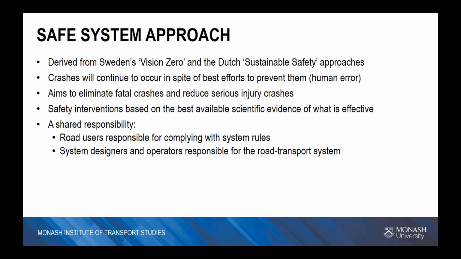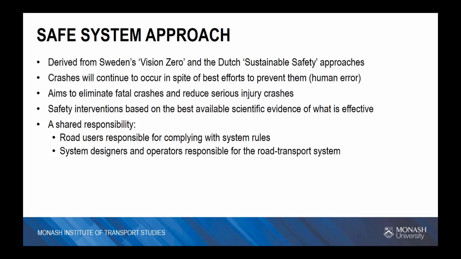And the approach recognises that people will make mistakes when operating within the road environment, and that although those mistakes will inevitably lead to road crashes, the road system should be designed to be forgiving and not result in road users being killed or seriously injured. In essence, the Safe System aims to eliminate fatal crashes and significantly reduce serious injury crashes.